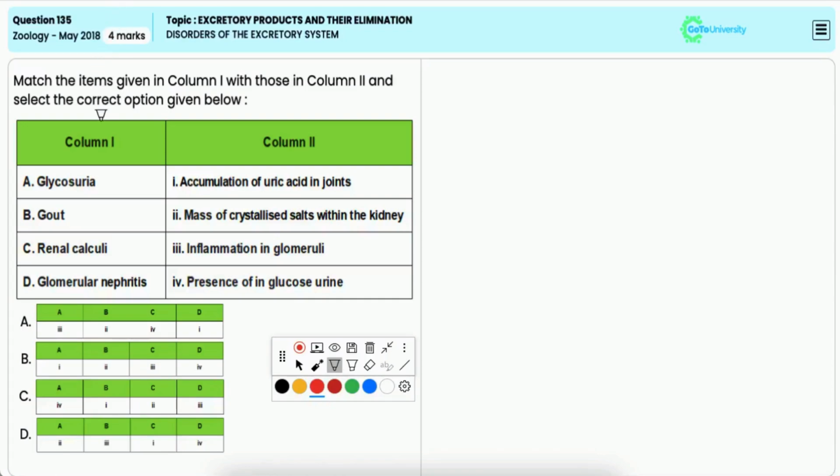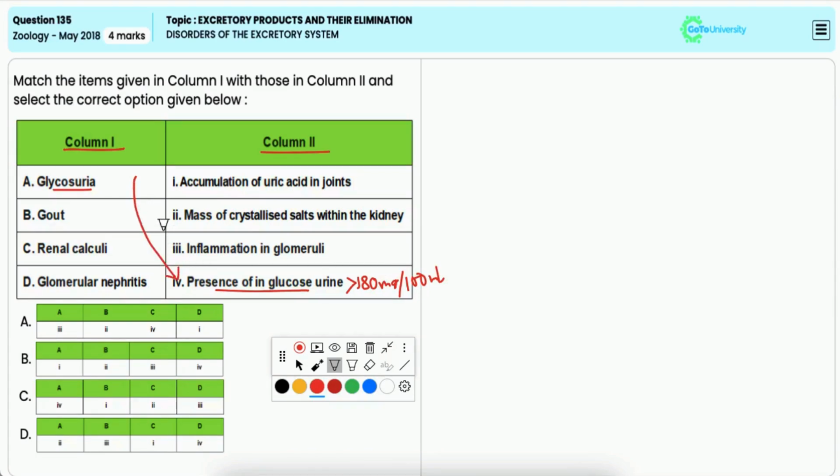In this question, you have to match the items given in column 1 with those in column 2. Now, glycosuria denotes the presence of glucose in the urine, and this is observed when the blood glucose level rises above 180 mg per 100 ml of blood, and this is called renal threshold value for glucose. Thus, A matches with 4.